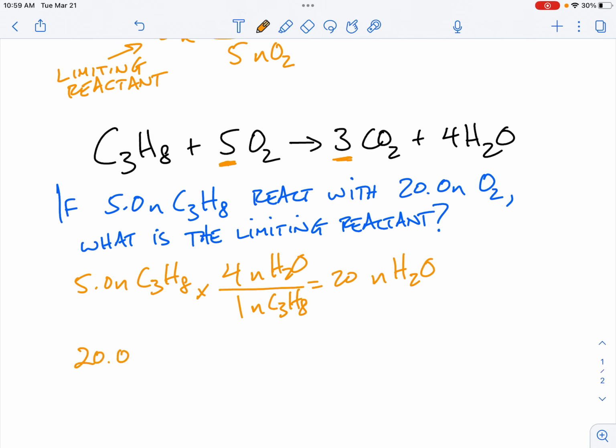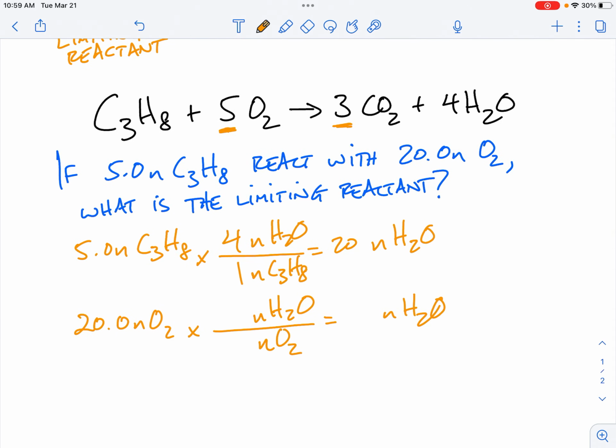And now what we're going to do is solve for from our moles of oxygen, how many moles of water can we make? All right, so moles of O2 on the bottom, moles of H2O on the top. All right, plug in our numbers from the equation again, and for oxygen, it's a 5. Okay, so for our bottom equation, we have 20 times 4, which is 80, divided by 5 would give us 16.